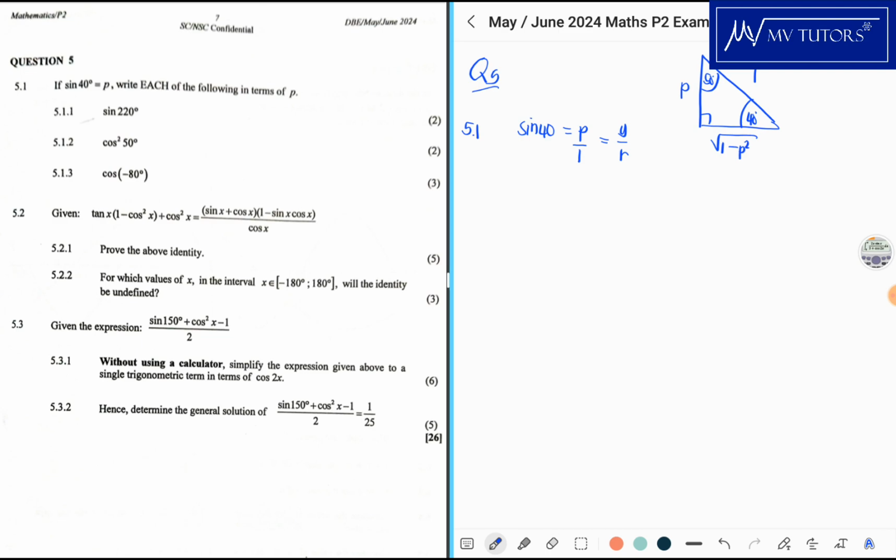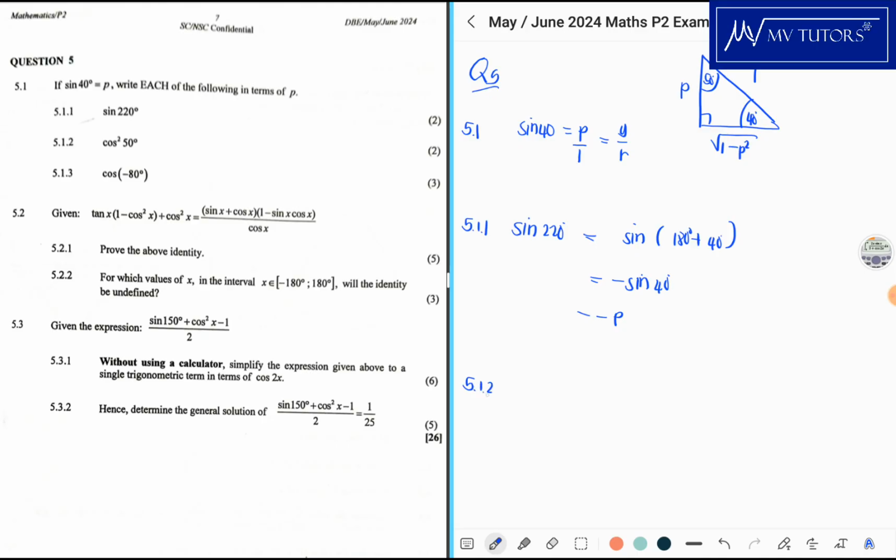But yes, let us go to 5.1.1, where it says calculate sine 220 in terms of p. So sine 220 is in the third quadrant, and in the third quadrant, sine is actually negative, right? Third quadrant, we have 180 plus 40. So basically this will be negative sine 40, and that's basically negative p.